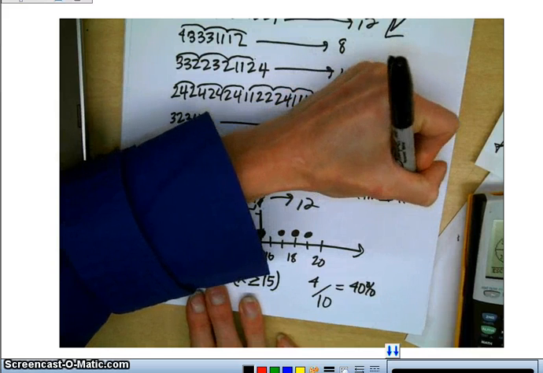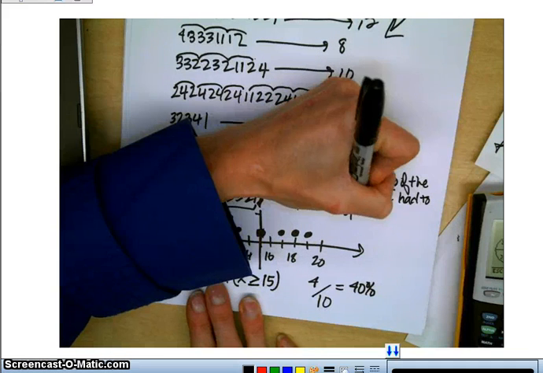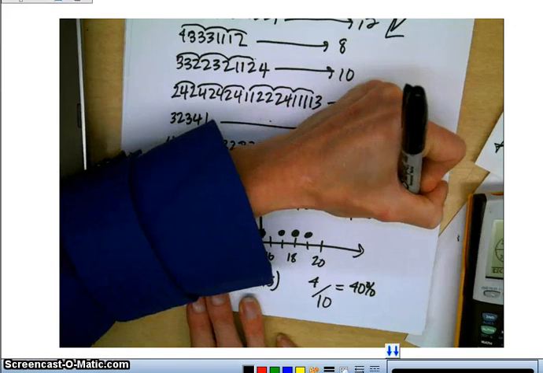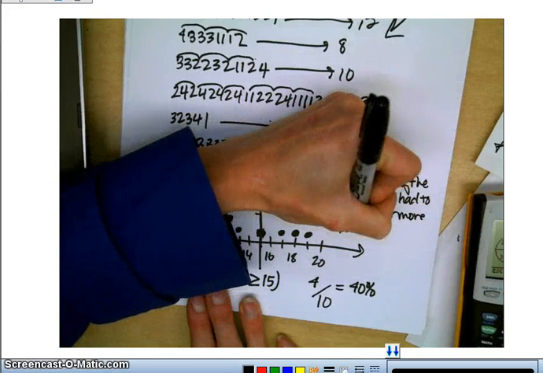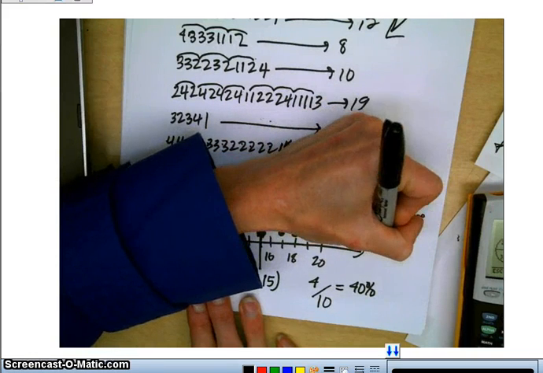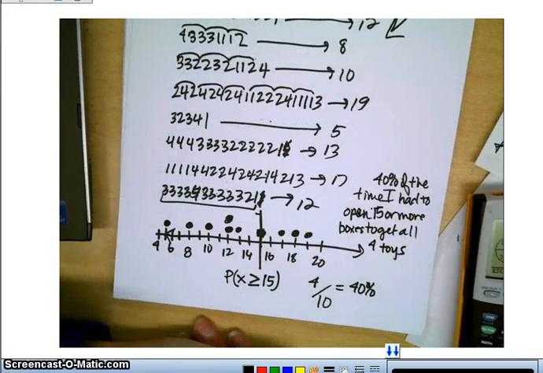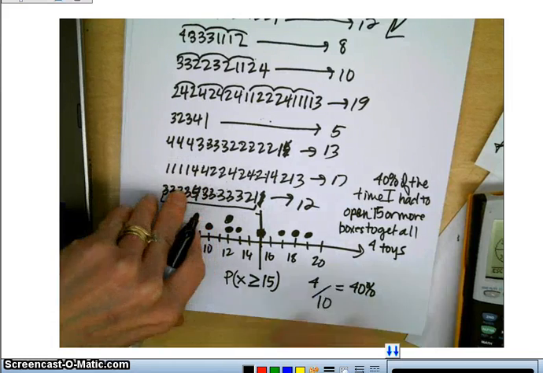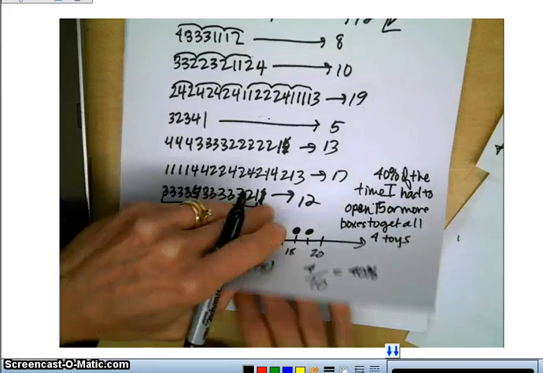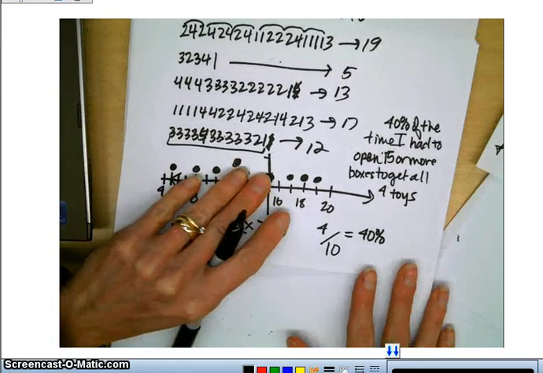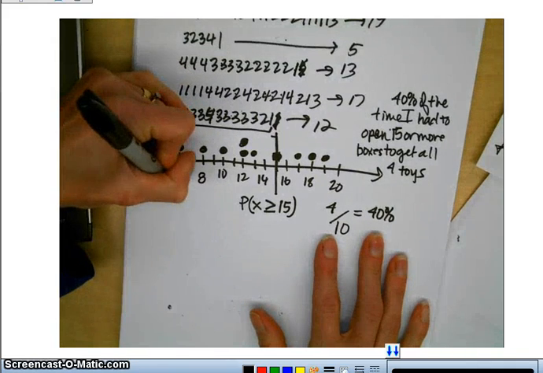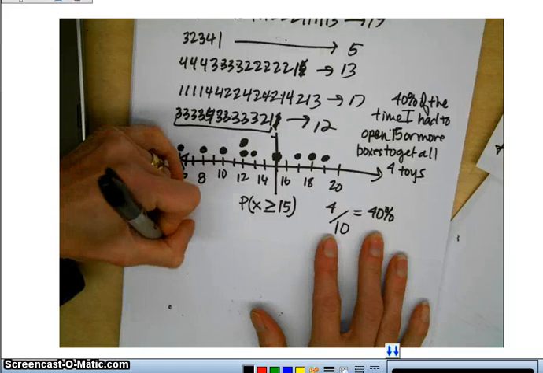I had to open 15 or more boxes to get all 4 toys. So now we need to make a conclusion. Okay, so this was step 6, analyze. And now step 7, conclusion.